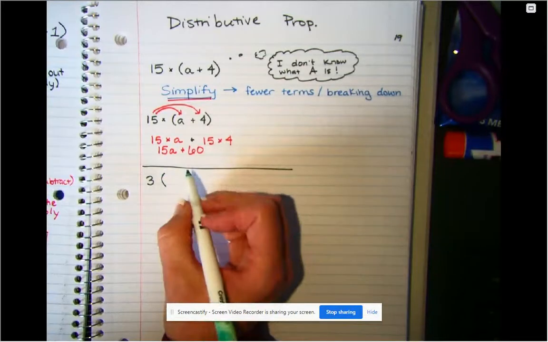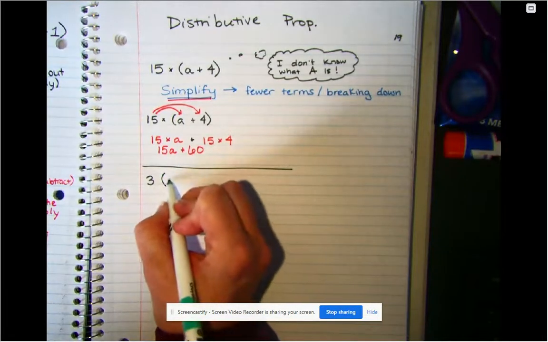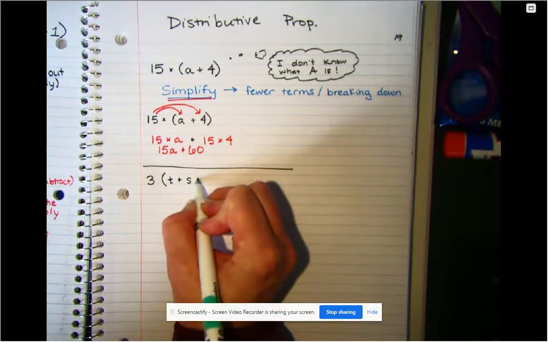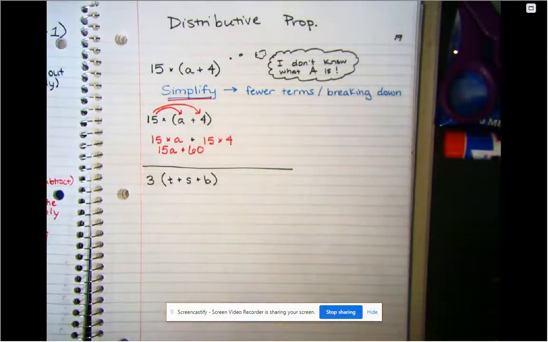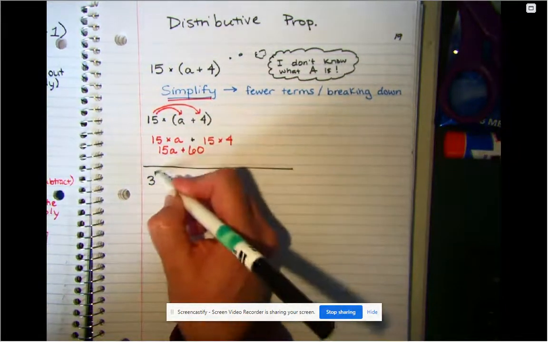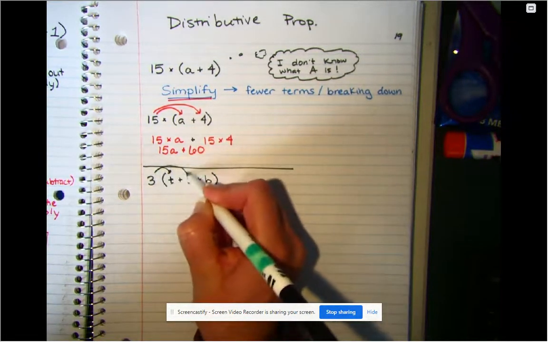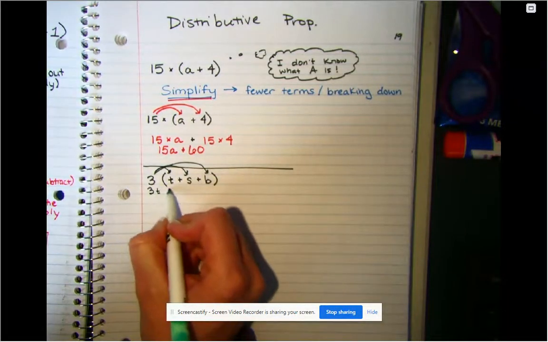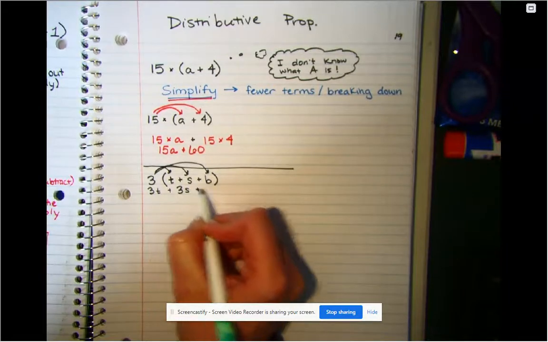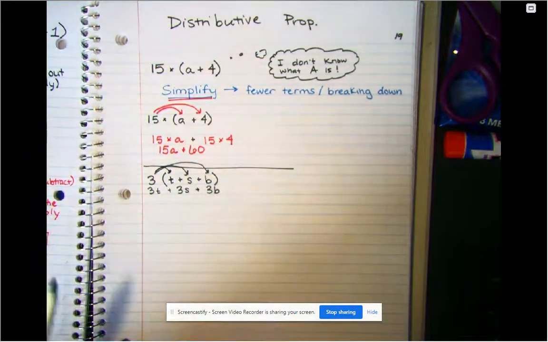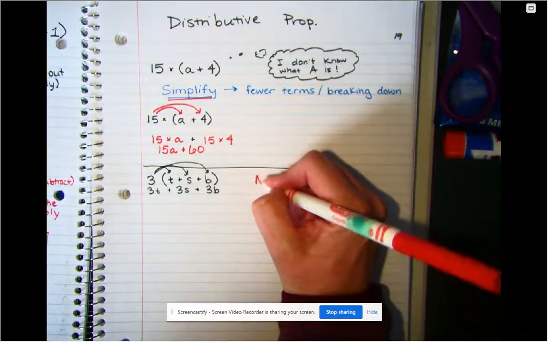3 times, we'll do a T for Taylor, plus an S for sister, plus a B for brother. Okay, which means those 3 gifts need to be distributed equally to all 3 of us. 3T plus 3S plus 3B. That's why Santa is our mascot, because we have to make sure that nobody in the parentheses gets left behind.